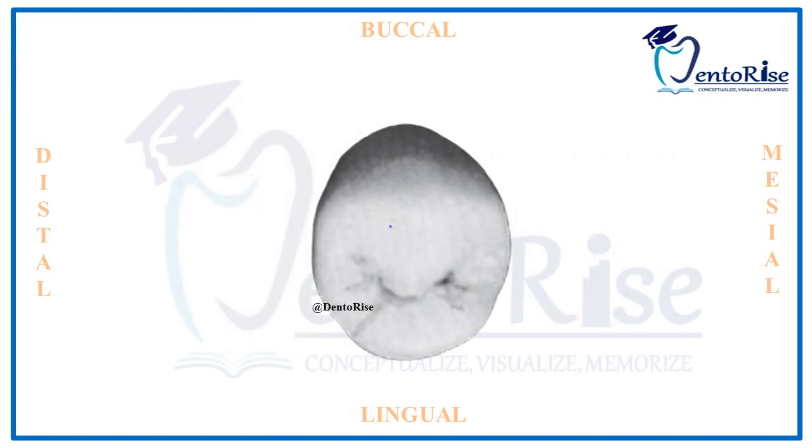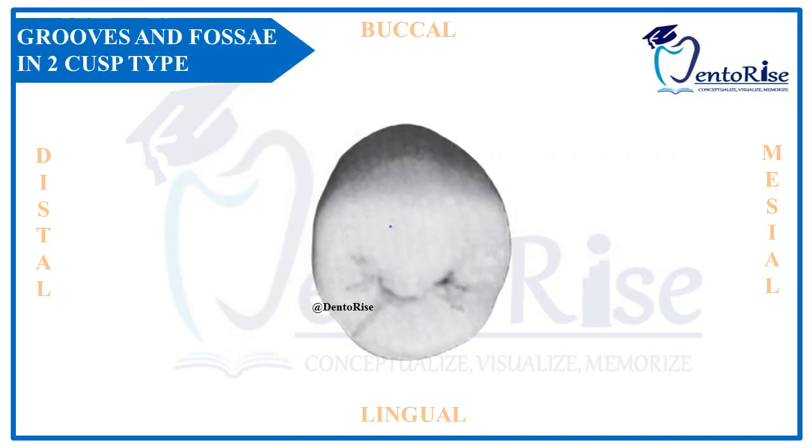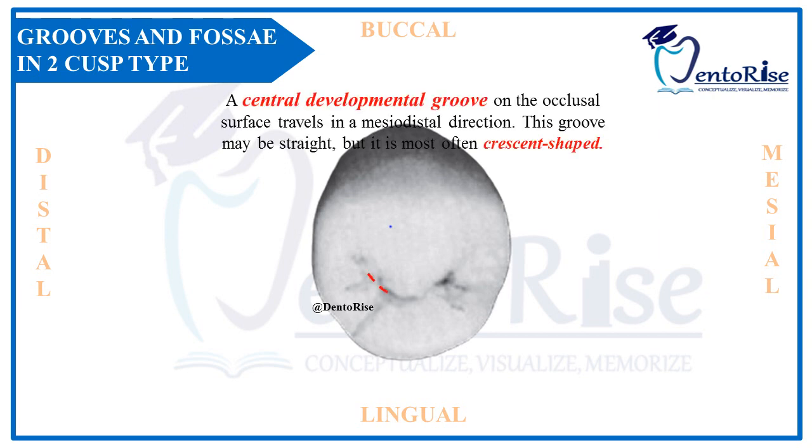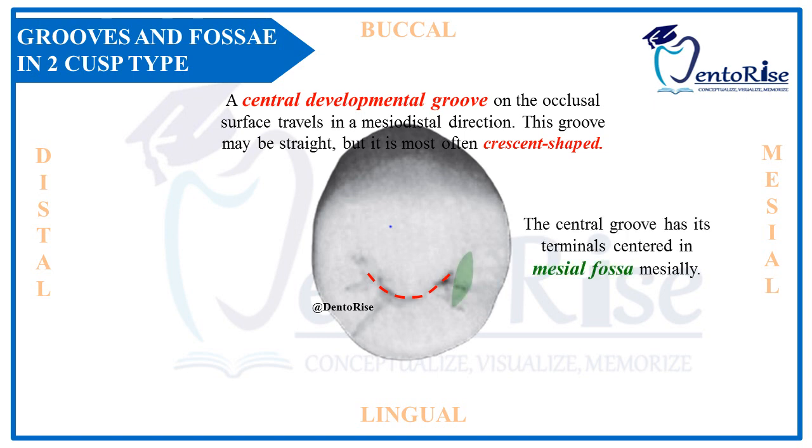Now let's talk about the grooves and the fossa in a two-cusp type of permanent mandibular second premolar. In a two-cusp type, we have the buccal and the lingual cusps separated by a central developmental groove which runs in the mesiodistal direction marked in the figure with red. This central developmental groove may be straight or most often it is crescent shaped. This groove ends up mesially into the mesial fossa marked in the figure with green and distally into the distal fossa marked in the figure with yellow.